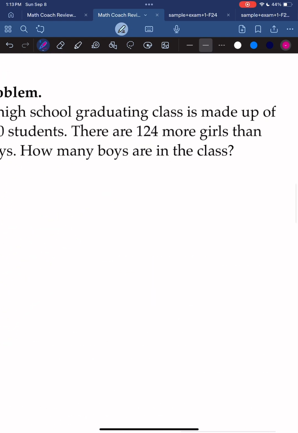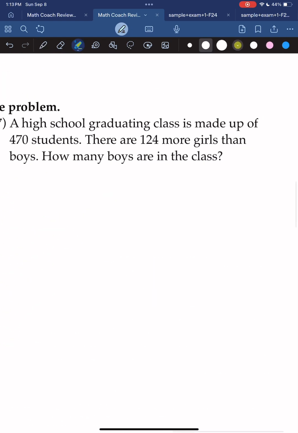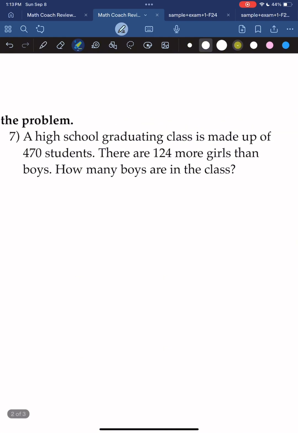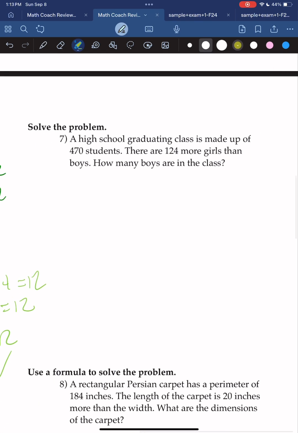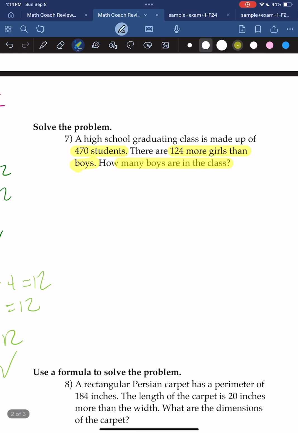Let's do number 7. So word problems. Word problems are not hard. They can seem a little bit intimidating since it's new and it's a lot of information. But you can do this, we can do this, let's do this. Solve the problem. A high school graduating class is made up of 170 students. There are 124 more girls than boys. How many boys are in the class?